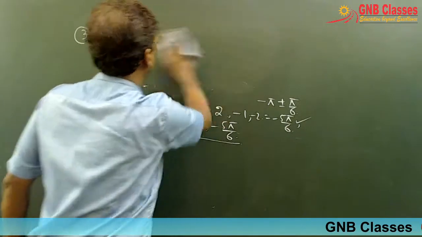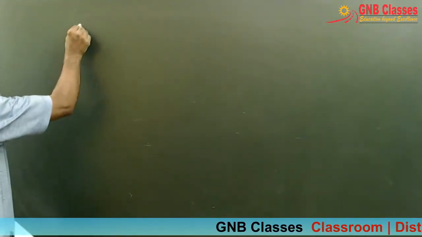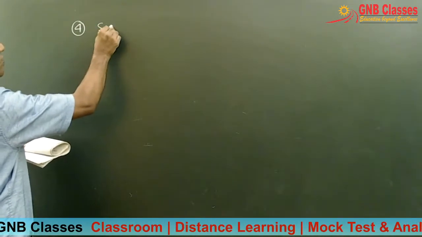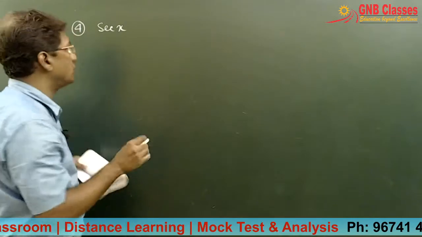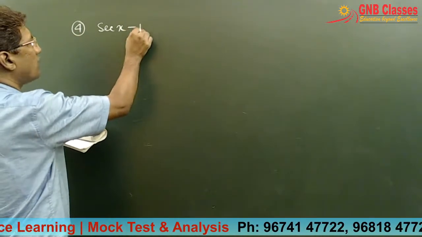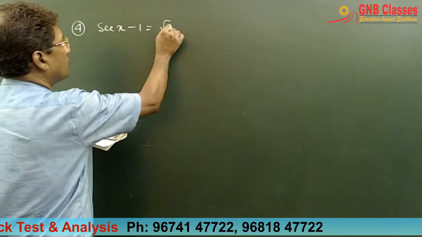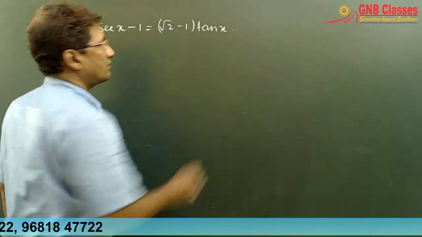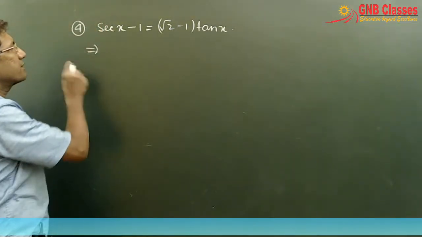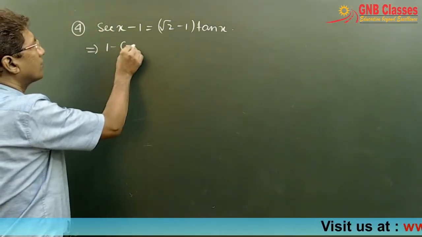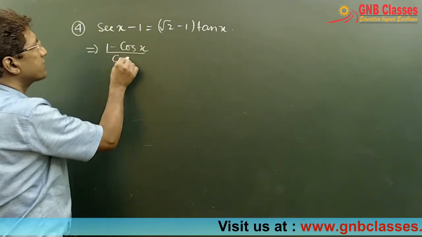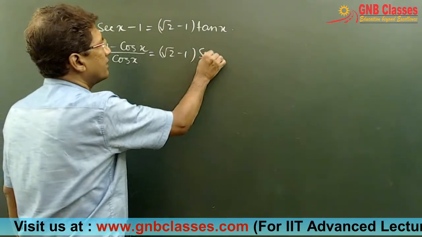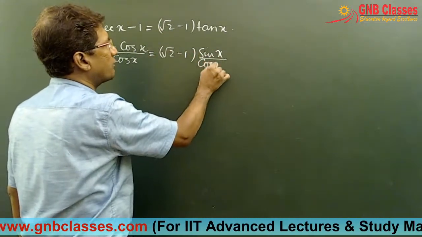Now, let us take another problem. Question number 4. Solve. Solve means we are finding the general solution. Sec x minus 1 equals root 2 minus 1 tan x. That implies 1 minus cos x by cos x equals root 2 minus 1 times sin x by cos x. Is it clear to all of you?